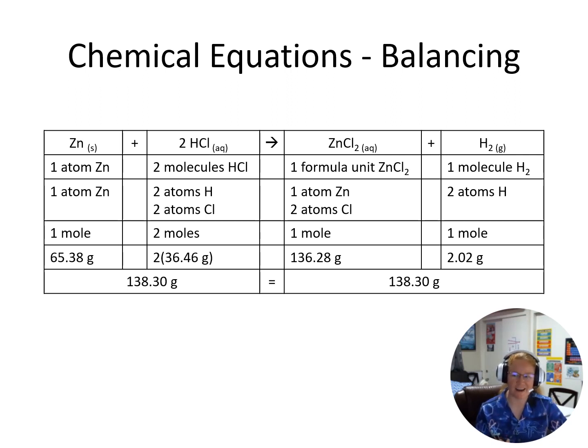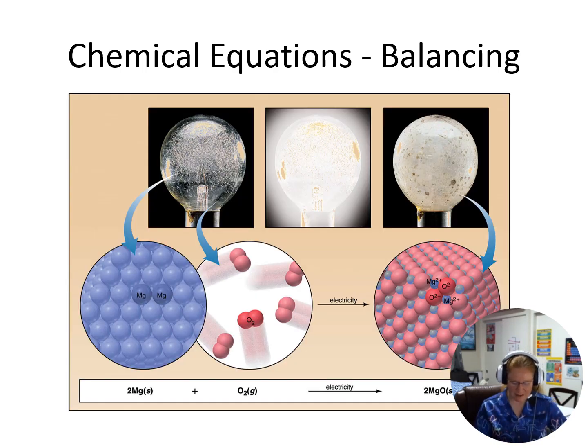Well, if I look at the mass of 1 mole of zinc chloride and 1 mole of hydrogen gas, I get the same mass as I did of 1 mole of zinc and the 2 moles of the hydrochloric acid. So we balance to satisfy that law of conservation of mass. Okay, and so here I've got some magnesium, some oxygen gas combining into magnesium oxide. So I have 2 magnesium on each side and I have 2 oxygens on each side.